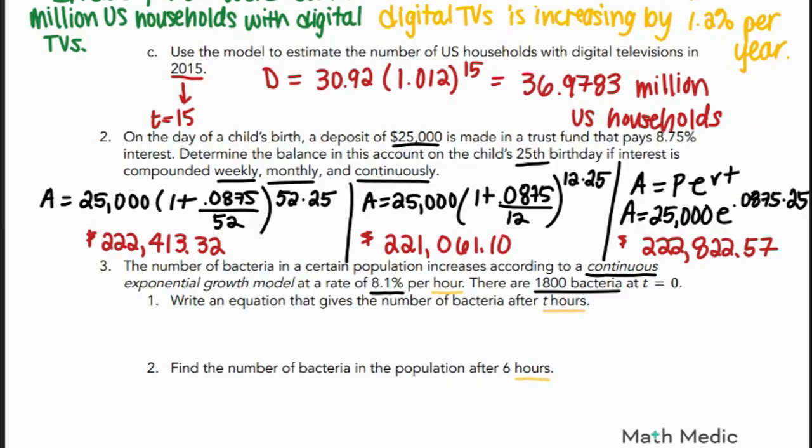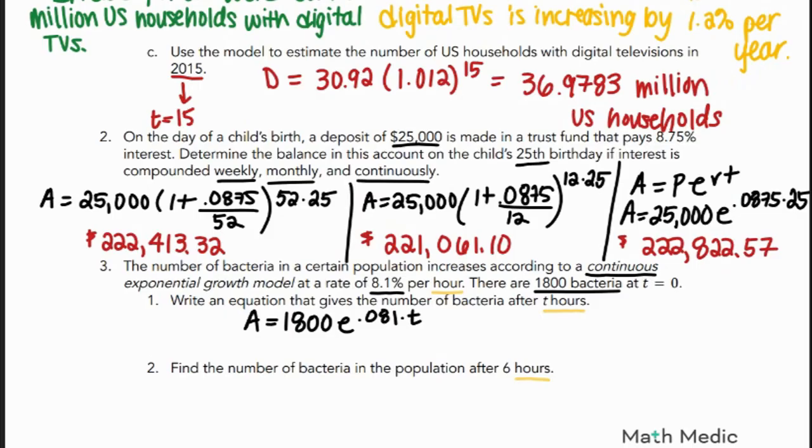All right, so we're going to use the PERT equation. So we do A equals our starting amount, which is 1,800, times e to the 0.081, because we move our decimal place 2 spaces to the left, times the number of hours, which we don't know yet, so that'll be raised to the 0.081t power.